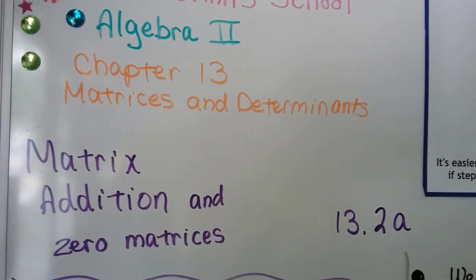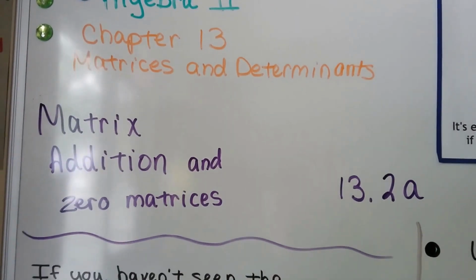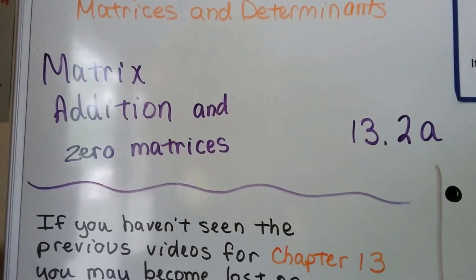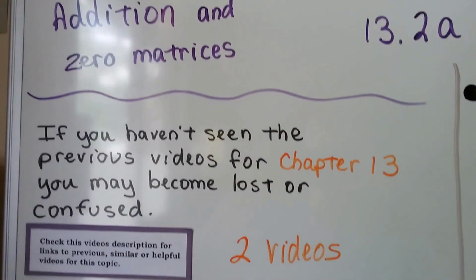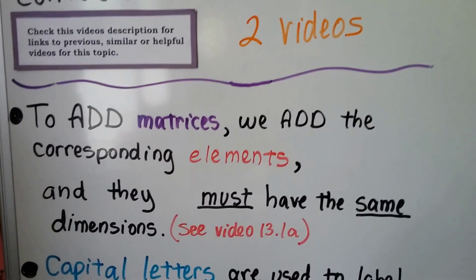So far we've talked about the parts of a matrix and its dimensions and solving linear equations. So now we're going to talk about matrix addition and zero matrices. I've got two previous videos that are linked in this description if you need them.